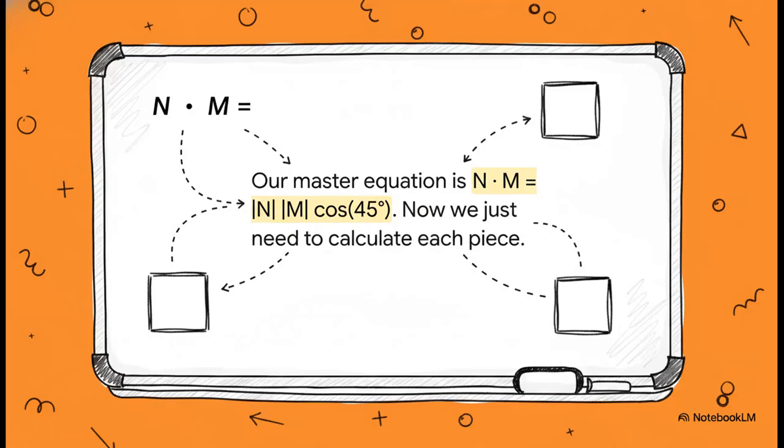So let's put it to work. We just swap out the generic a and b for our vectors, n and m, and we stick in 45 degrees for our angle, theta. And there you have it. This equation right here is our new roadmap. All we have to do is calculate each piece of it.